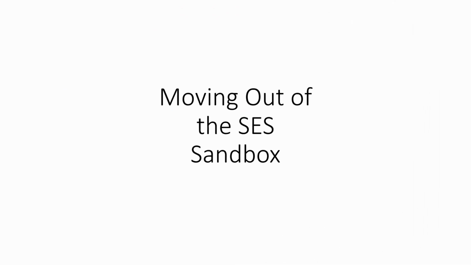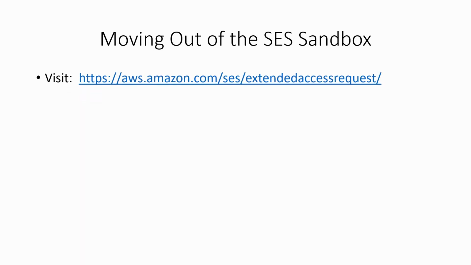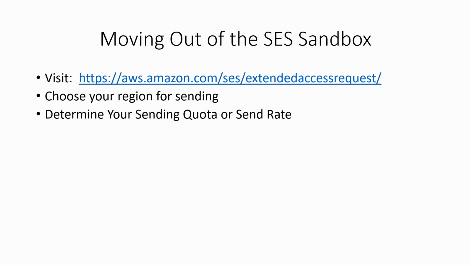In order to begin using Amazon SES, you are going to need to move out of the sandbox mode. And if you are still in it, you are going to need to go through a few steps. First, you're going to need to visit this particular link. This is where you're going to open up a request to move out of the SES sandbox. You're going to choose your region for sending. And then you're going to determine your sending quota or your send rate. You can actually request to be out of the sandbox and request a sending increase at the same time. So you can do that right here.